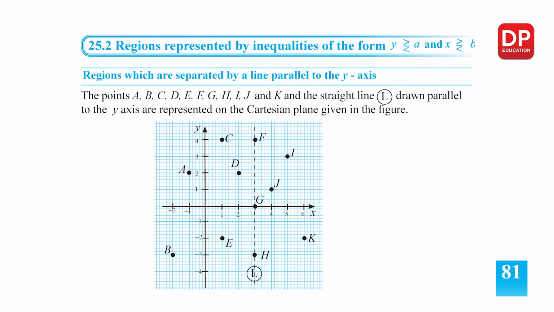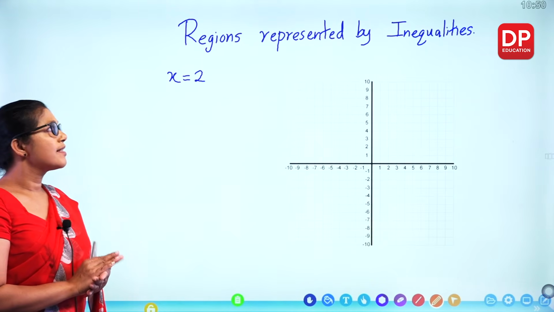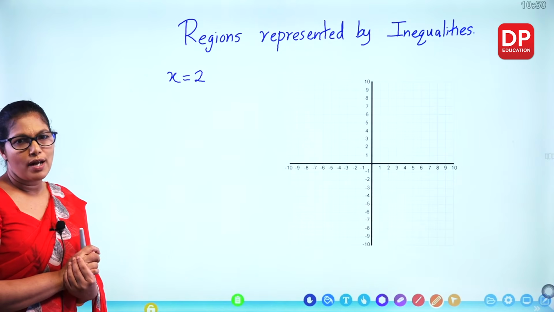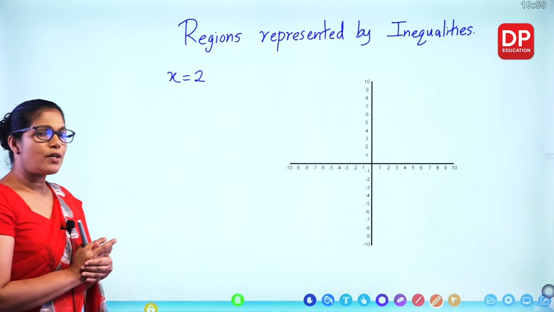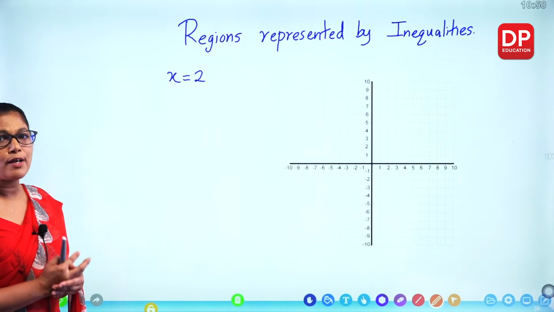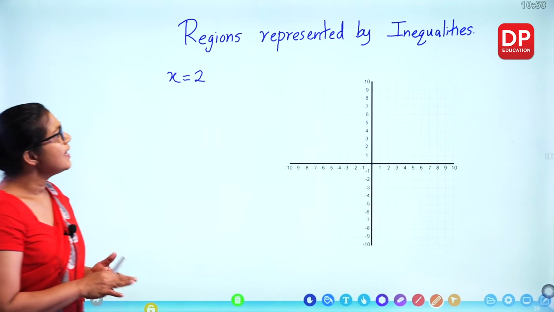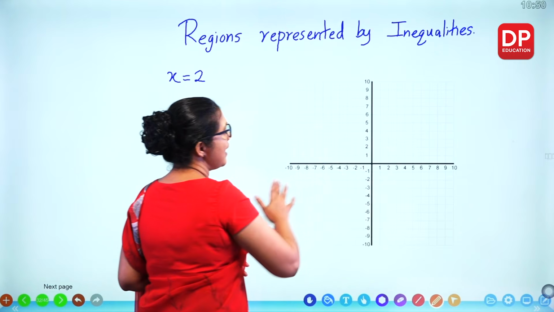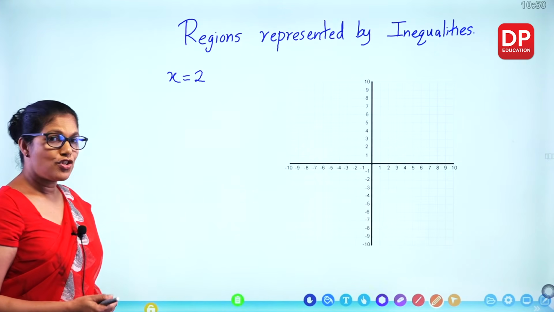Now we'll look at how to represent regions using inequalities. So far we just found out how to represent inequalities using a number line. Now we'll see, this is a Cartesian plane and you're asked to show a region.